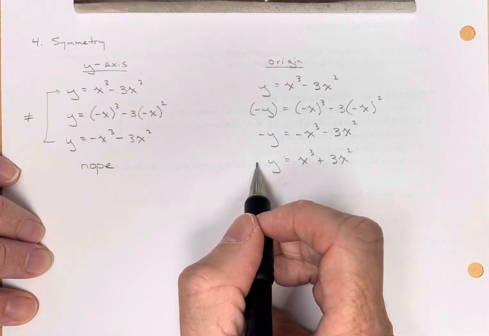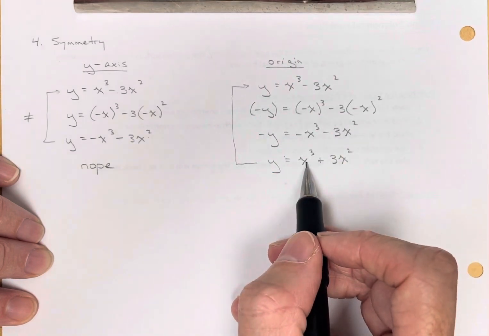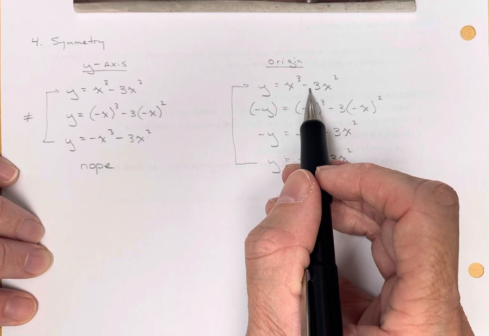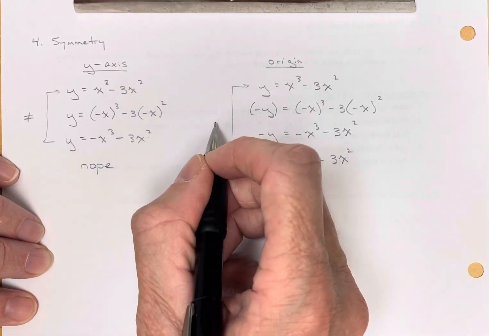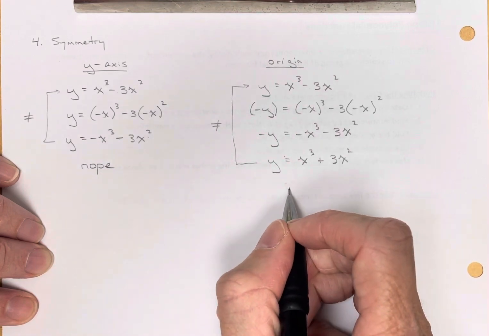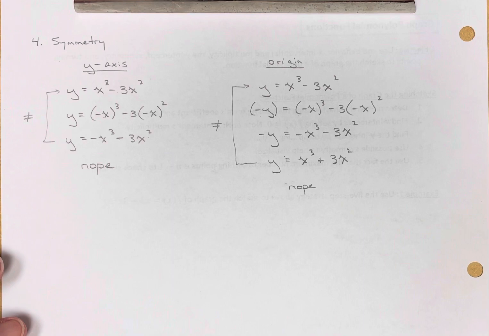And you can see with the original, well, the first term is identical. They're both positive x cubed, but the second term is the opposite. This is a negative 3x squared. This is a positive 3x squared. So yet again, nope. This graph will not have origin symmetry.